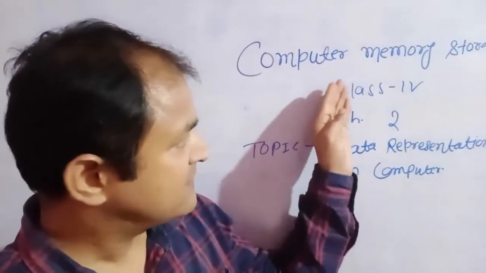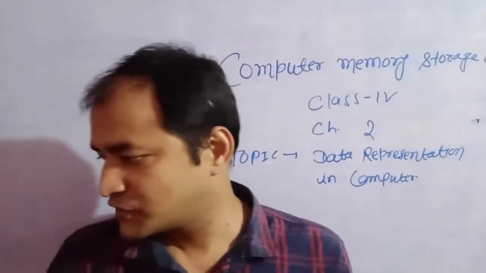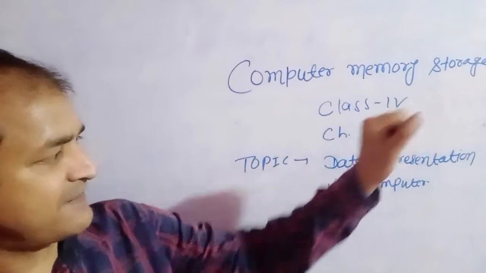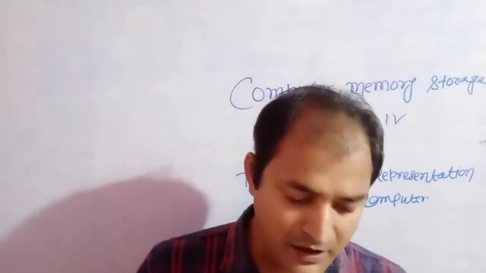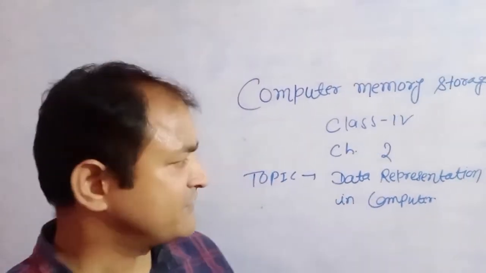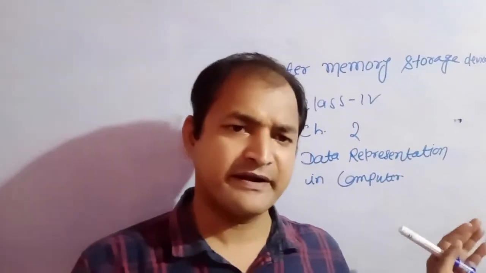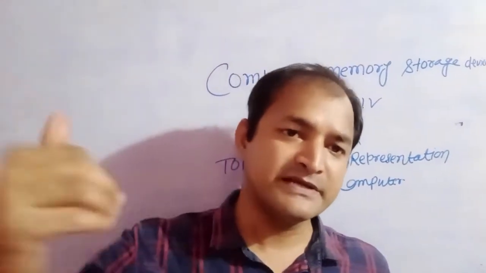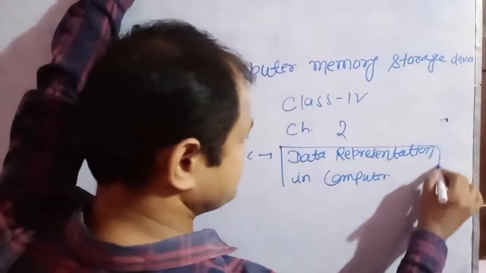Today I discuss computer memory, the storage device in class 4. This is the second chapter, and today in this chapter, data representation in computer. My dear students, first of all, I discuss what is data representation in computer. I have already taught this, but this is the revision point, the main important point.